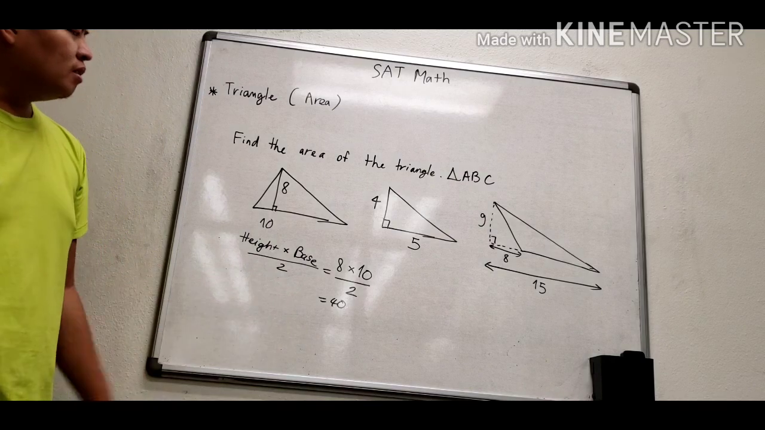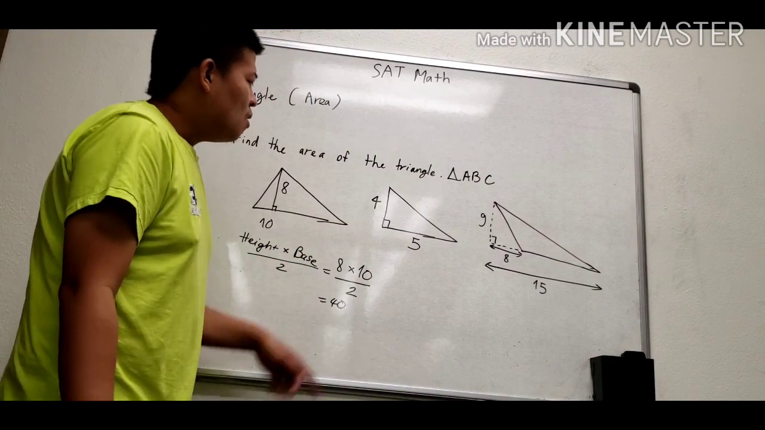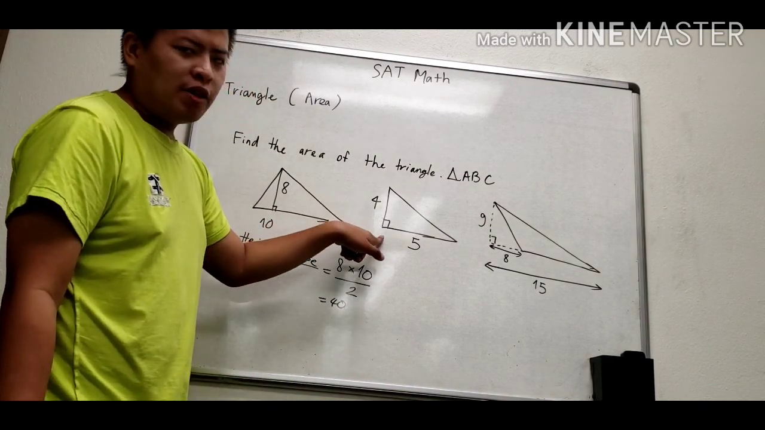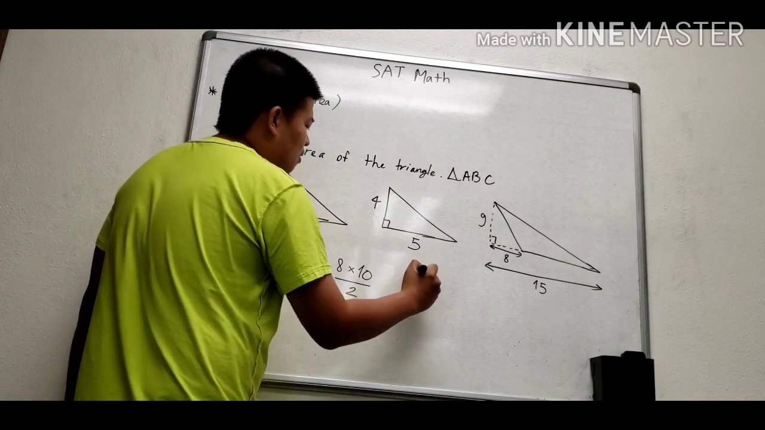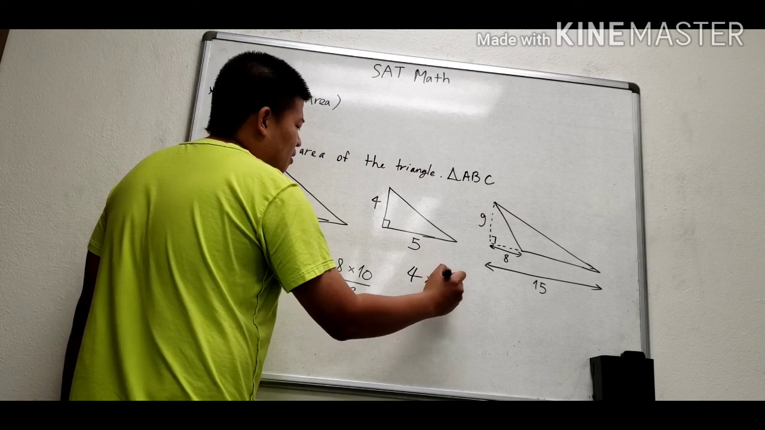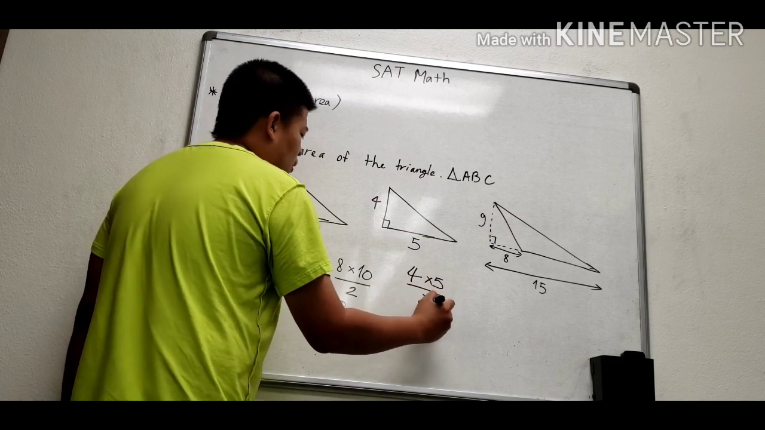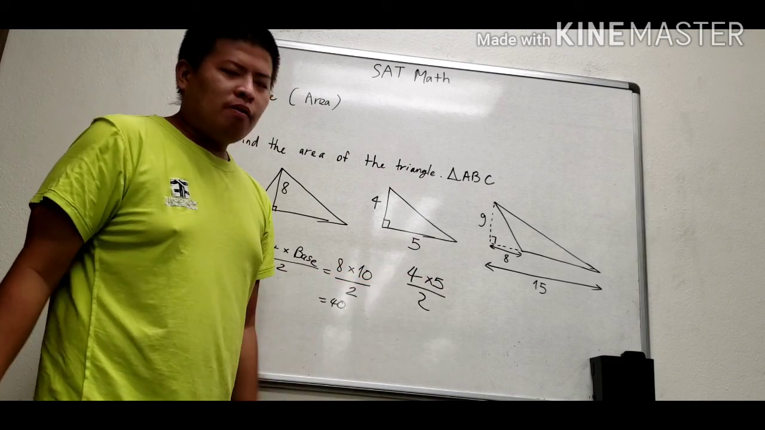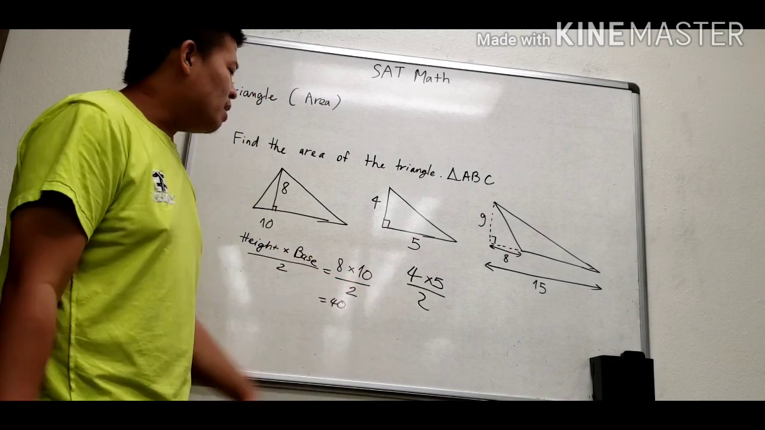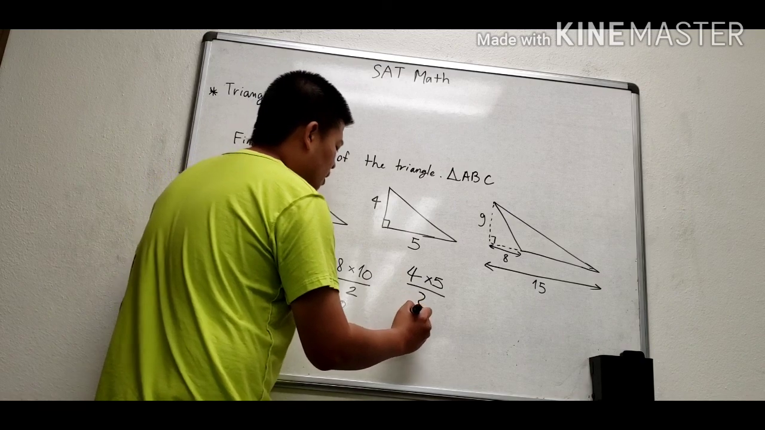This is the basic one. The next one, we have the right triangle here. The height is about 4, the base is about 5, then divide by 2. 4 multiplied by 5 is 20, and 20 divided by 2 is 10.